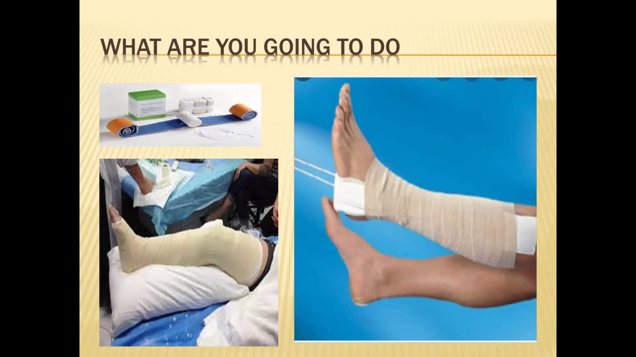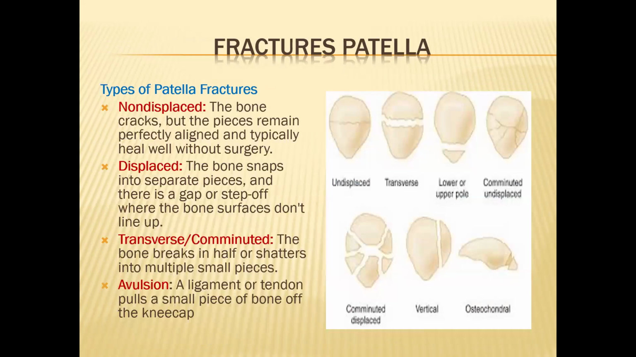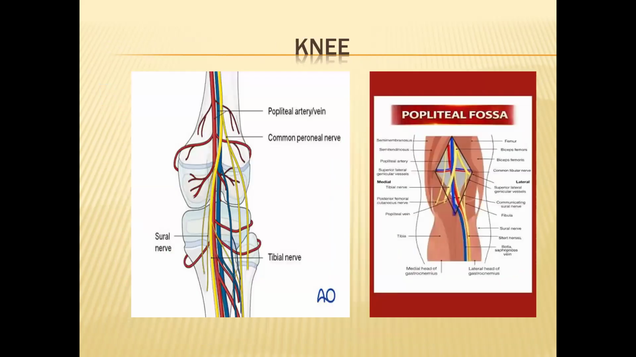As we saw before, behind the knee there are some important arteries and nerves passing through. This is the popliteal artery and the peroneal nerve. The popliteal artery is the continuation of the femoral artery at the level of the distal femur. The peroneal nerve is a branch of the sciatic nerve. The sciatic nerve at the level of the distal femur divides into the common peroneal nerve and the tibial nerve.